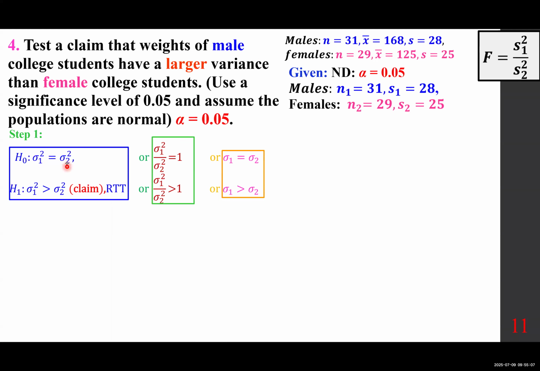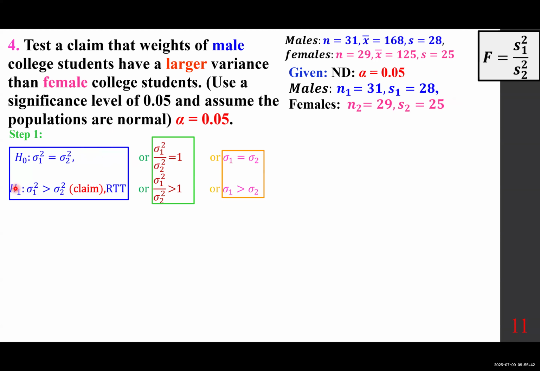Sigma 1 squared equals sigma 2 squared for H0. Or write sigma 1 squared over sigma 2 squared equals 1. Or sigma 1 equals sigma 2. You can't use all 3. You have to use one of them. If they give it to you, pay attention to what they are giving. So, for example, here you want to deal with the standard deviation, but in these 2 cases, you're dealing with the square of that number. Over here, these numbers are squared, 28 squared, 25 squared, because those are variances.